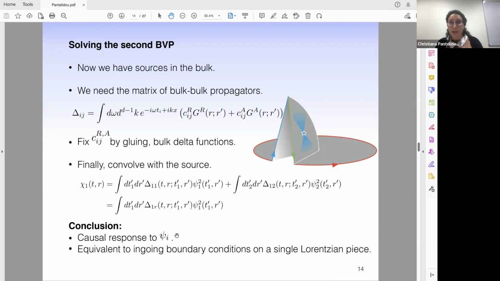And it turns out, it's quite obvious that it's simpler to take advantage of the fact that we can impose ingoing boundary conditions and do the calculation the standard way instead of doing these integrals. And this is what I'll do in the next part of the talk.